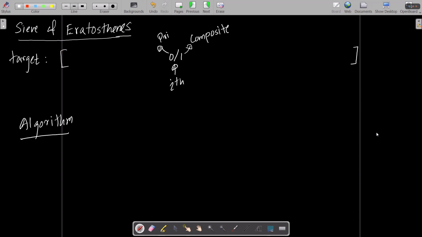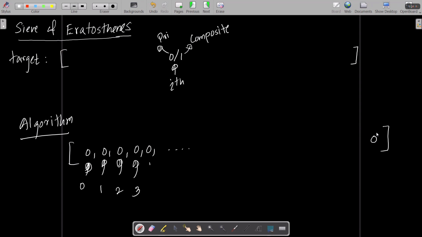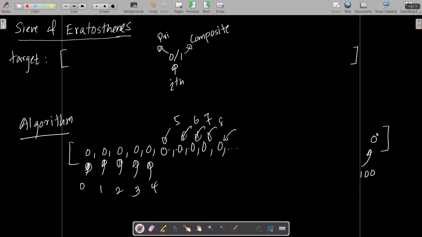What we are doing is we initialize an array of all zeros, all the way up to, say, 9. This corresponds to 0, this is 1, this is 2, this is 3, this is 4. Let's say this goes up to 100, so I will add some more. This is 5, this is 6, this is 7, this is 8, and this is 9.